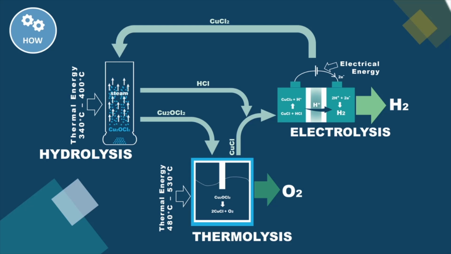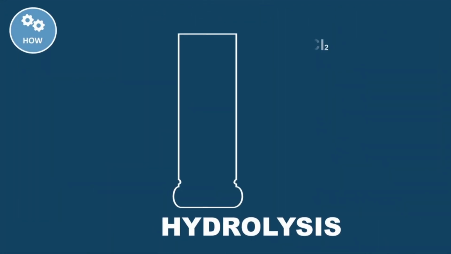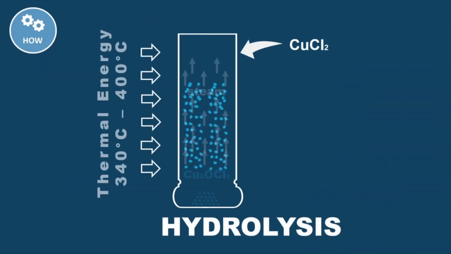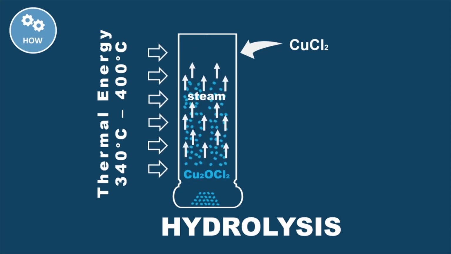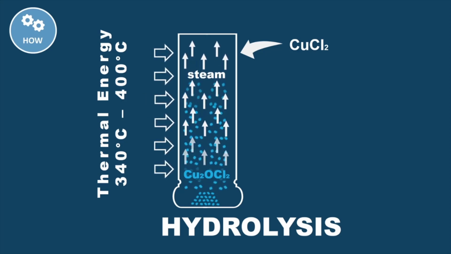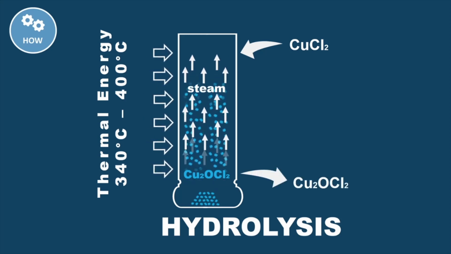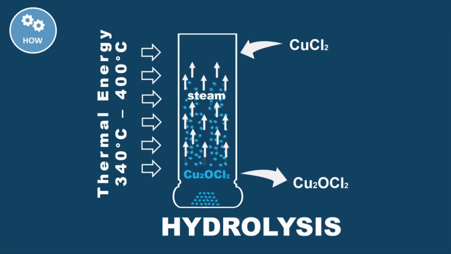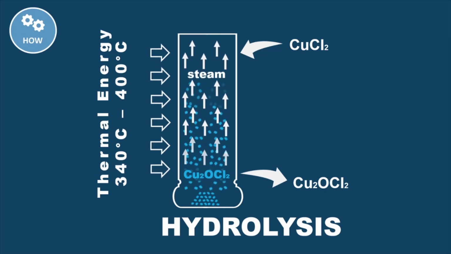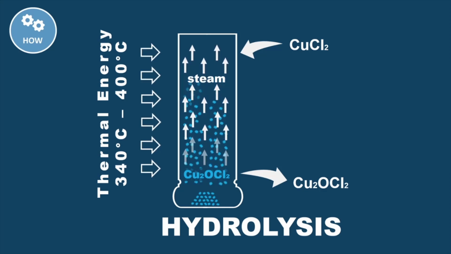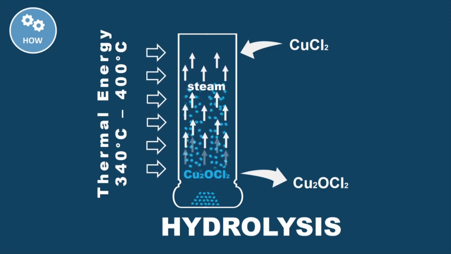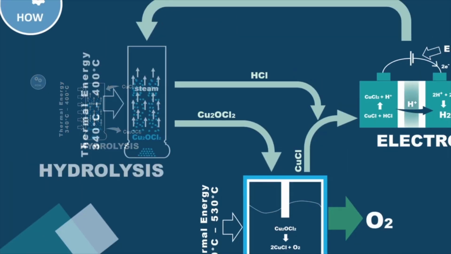The copper chlorine cycle begins with the reaction of steam with the salt copper-2 chloride at 400 degrees in a two-phase reactor, known as the hydrolysis reactor. This reaction allows for the copper-2 chloride to liberate a chlorine atom and combine with oxygen from the steam, forming a solid compound, commonly referred to as copper oxychloride. The remaining hydrogen combines with the free chlorine to form hydrogen chloride.